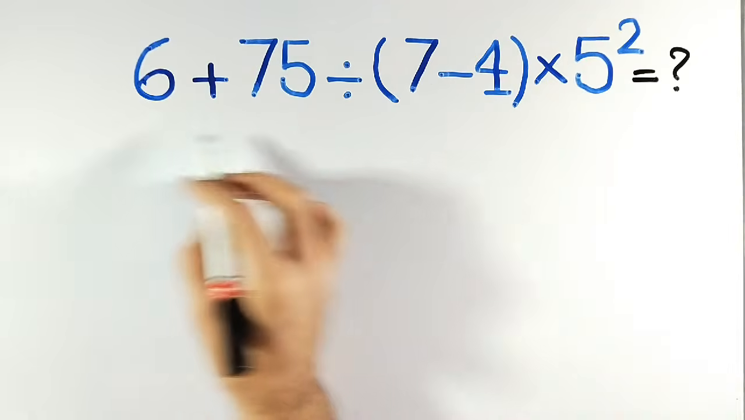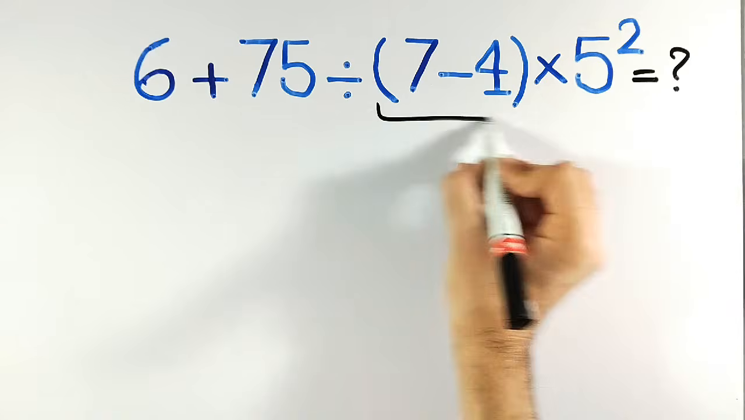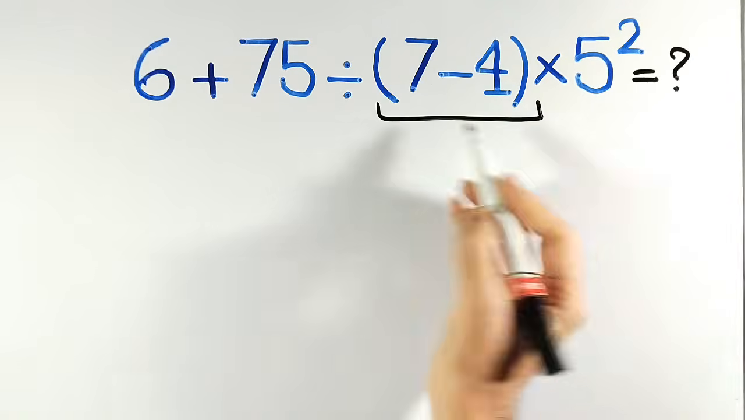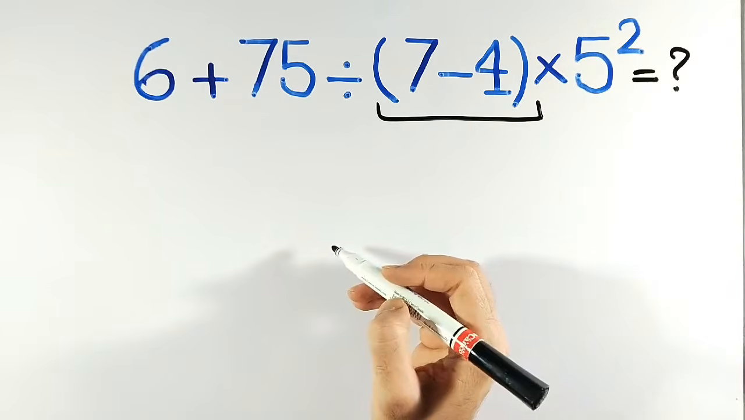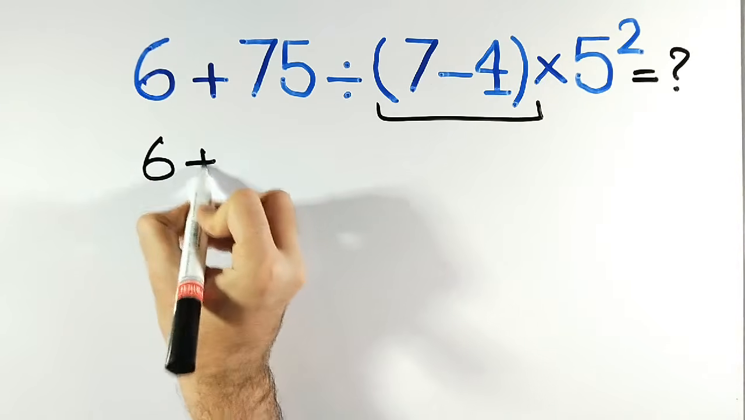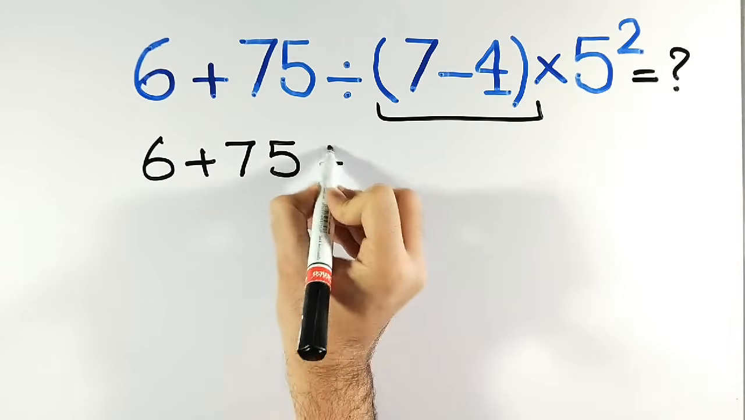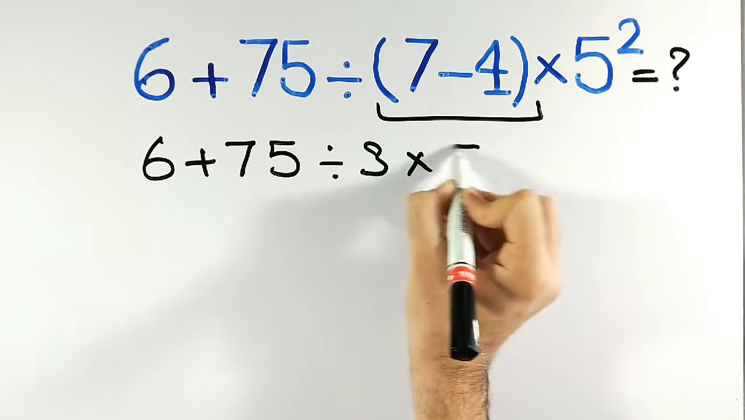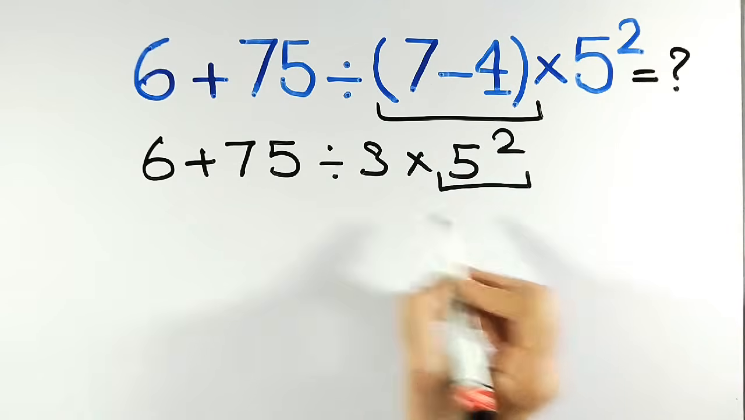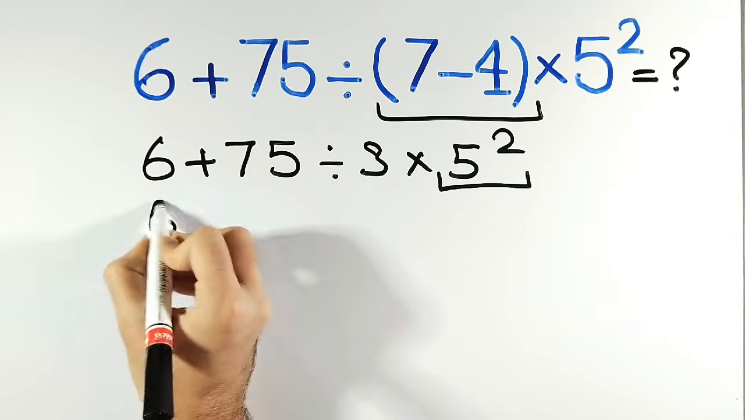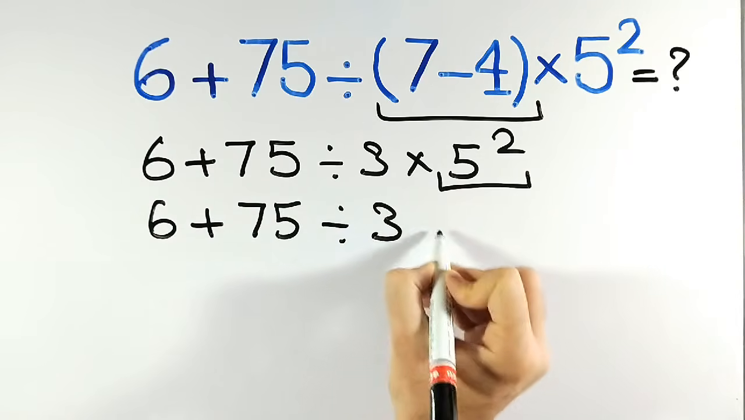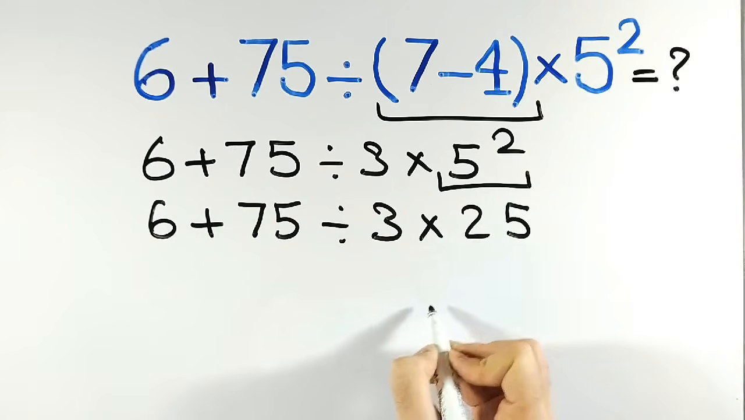Also, some other people, when solving this question, first go for the expression inside the parentheses because they believe parentheses have a higher priority than the other operations. So, instead of this expression, they write 6 plus 75 divided by 3 multiplied by 5 squared. And the next step, they go for the exponent. And instead of this expression, they write 6 plus 75 divided by 3 multiplied by 25.